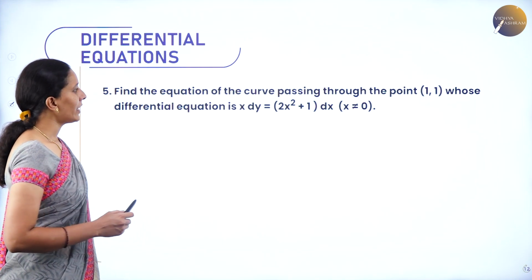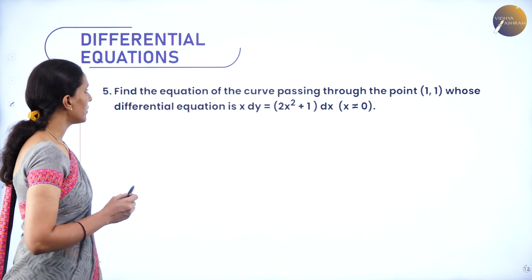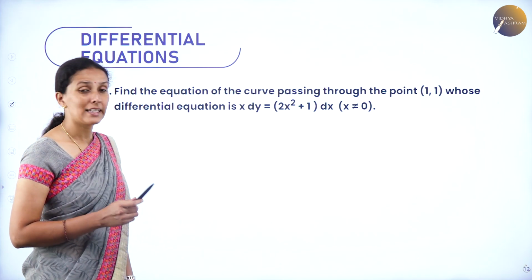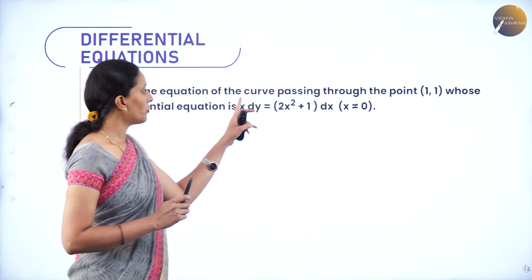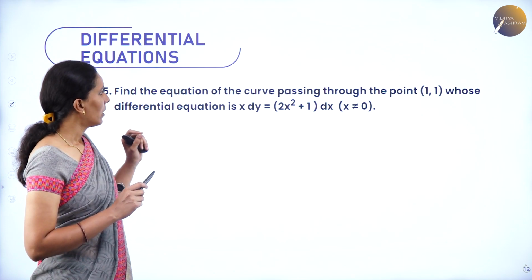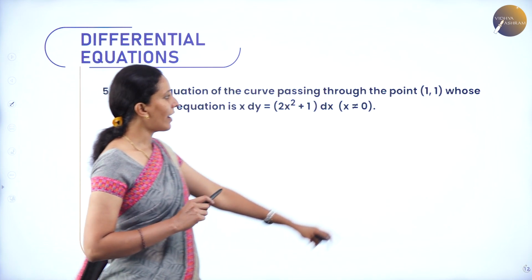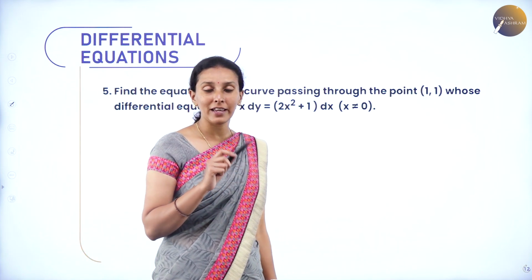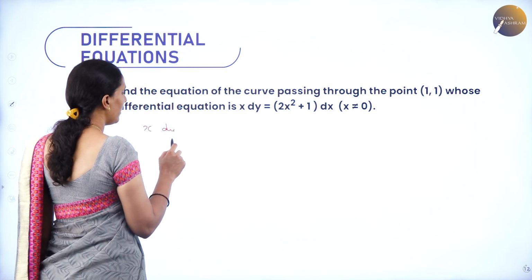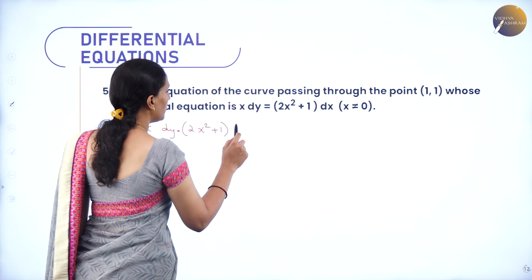Next question. Find the equation of the curve passing through the point 1, 1, whose differential equation is x into dy is equal to 2x square plus 1 dx, x not equal to 0. So we need to find the solution for this differential equation, and we need to find out the curve passing through the point 1, 1. So that means we have to take the value of x as 1 and value of y as 1 after finding the general solution. So here we have x into dy equal to 2x square plus 1 dx.